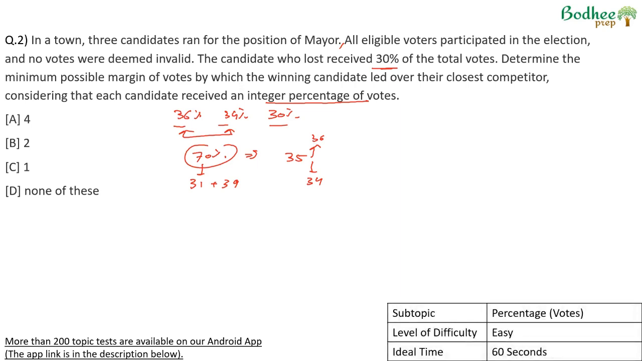The only problem here could be that, instead of finding the first and the second, we end up trying to minimize the second and the third, in which case the answer could be 1. But overall, the answer has to be 2. It is the minimum difference if the percentages are integral, and that becomes the answer, option B.